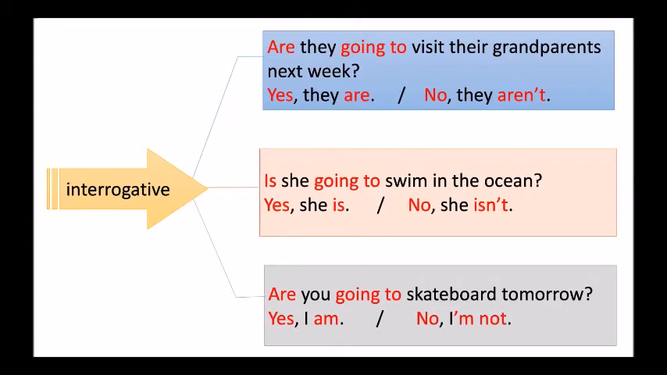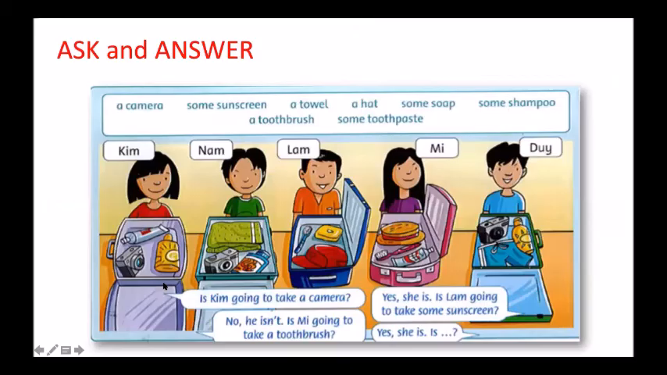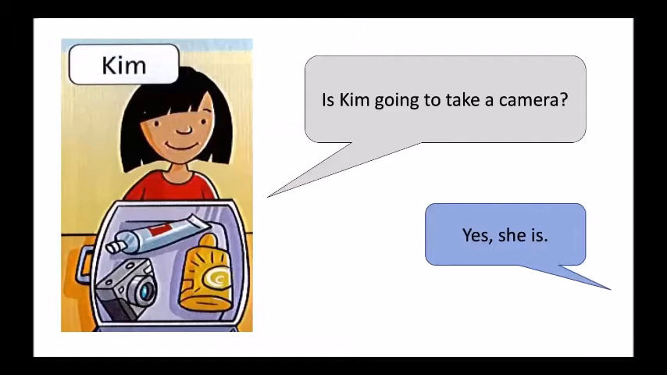Are you going to skateboard tomorrow? The answer is yes, I am. Or no, I'm not. Look at the chart of words here. A camera, some sunscreen, a towel, a hat, some soap, some shampoo, a toothbrush, some toothpaste. Now, you look at the suitcase of Kim, Nam, Lam, Mi, and Yui. There are some things in their suitcases. You have to make a question and the answer.